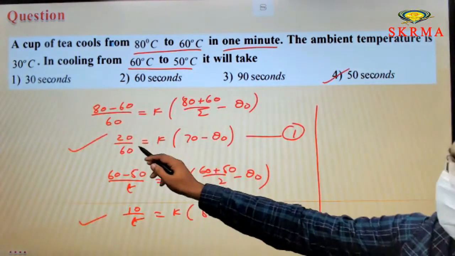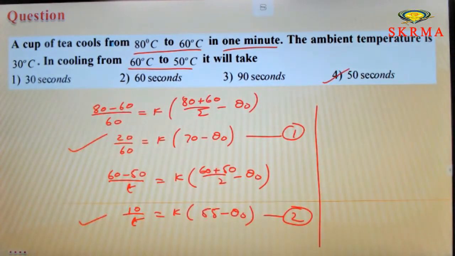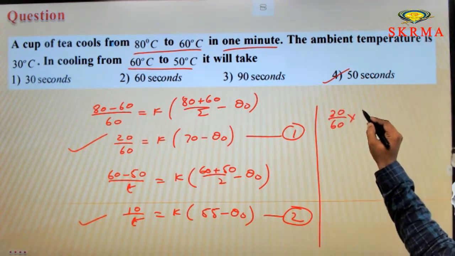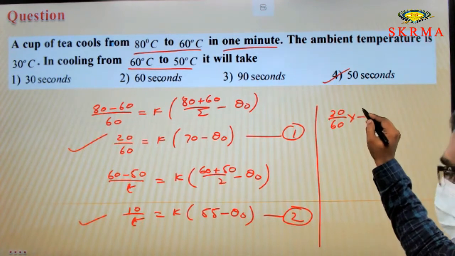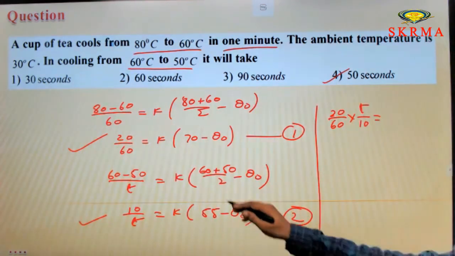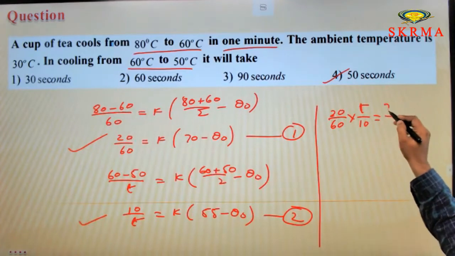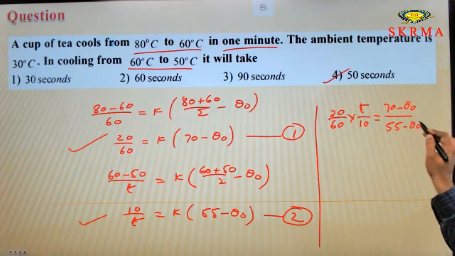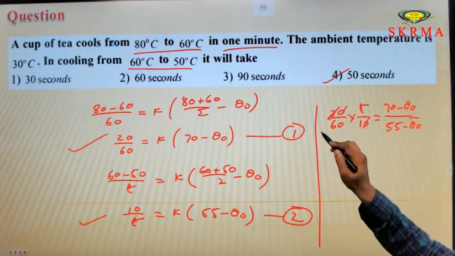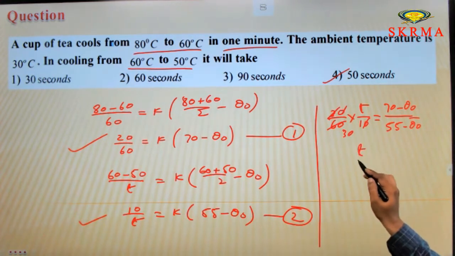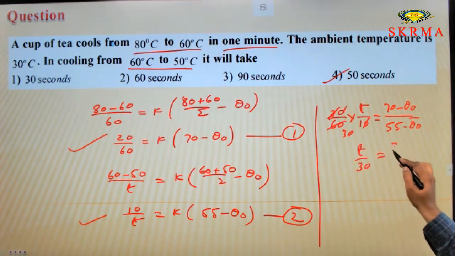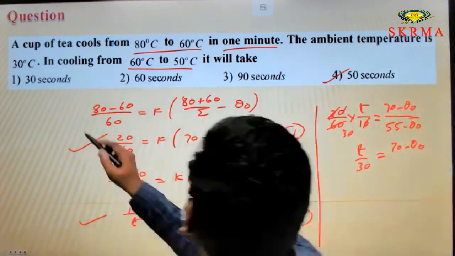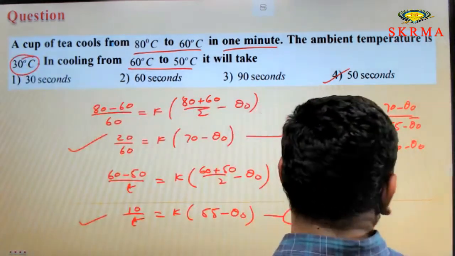Or take the ratio, this one by this one. 20 by 60 by 10 by t, so this is t by 10. On this side K will get cancelled out. 70 minus theta naught, this one 55 minus theta naught. So t by 30 equal to (70 minus theta naught) by (55 minus theta naught). So theta naught is also given, 30 degrees. Substitute that one also.